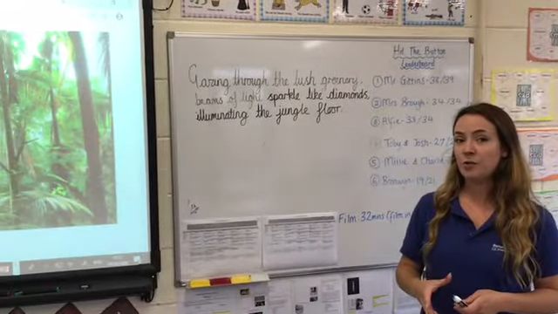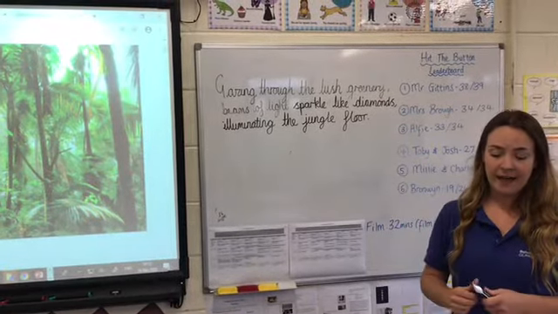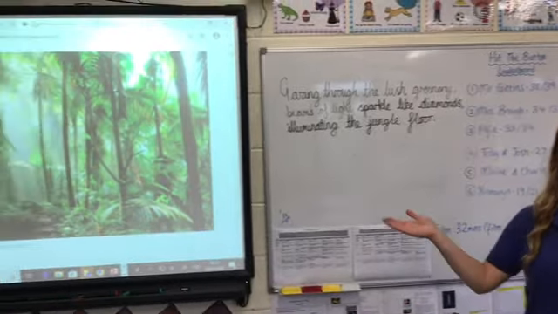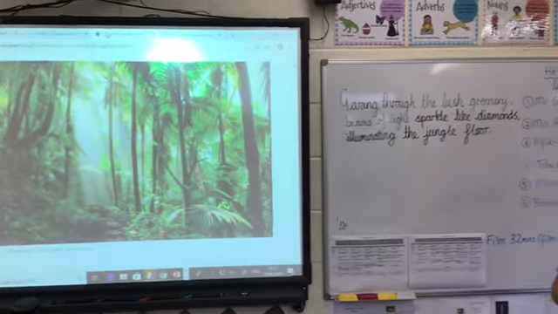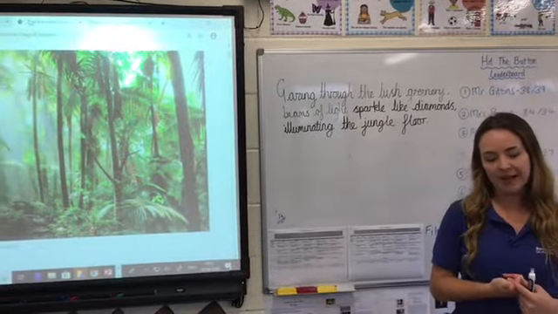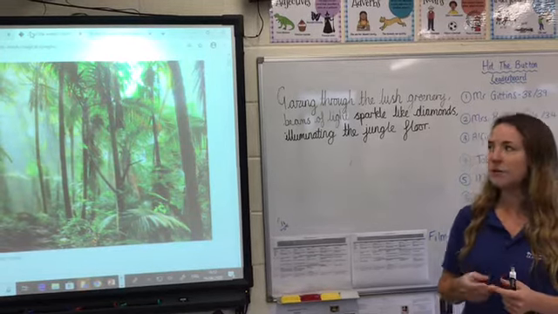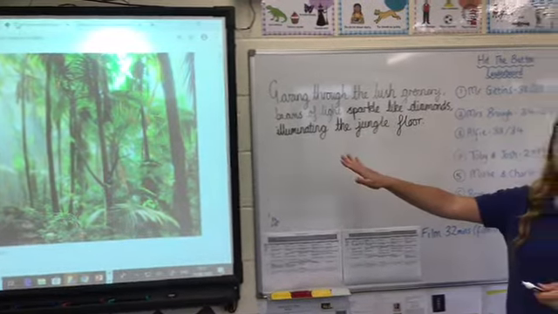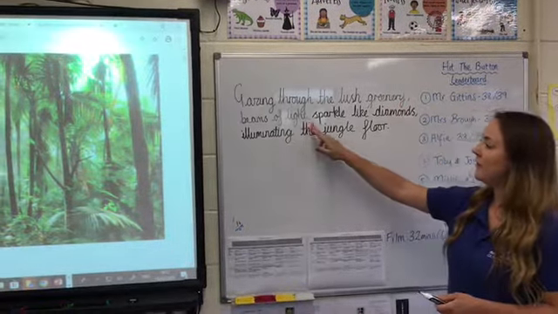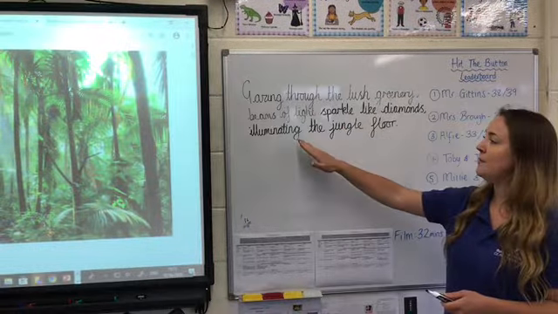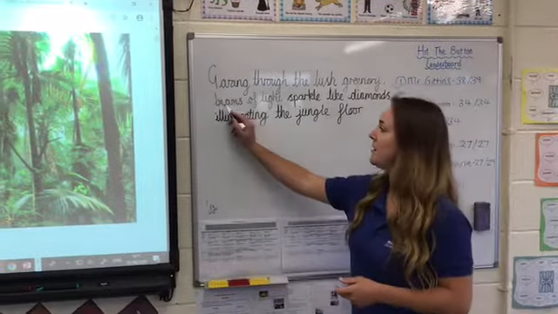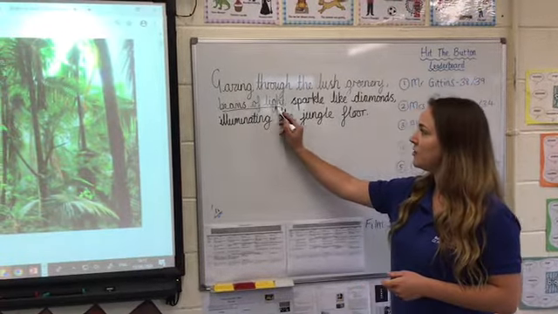Right, boys and girls, so you've gathered your initial ideas, and as you saw before, Mr. Howarth gathered some vocabulary to describe what you could see and hear in the jungle. If you remember, his description words that he collected for what he could see were beams of light and magnificent trees. So I've written a sentence here which says, gazing through the lush greenery, beams of light sparkle like diamonds, illuminating the jungle floor. So I'm focusing here on beams of light, and that's what I want to describe.